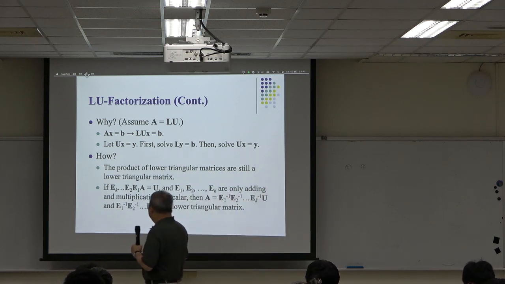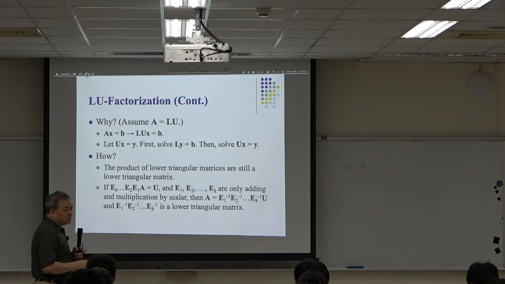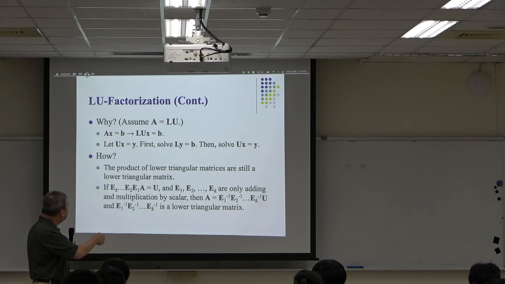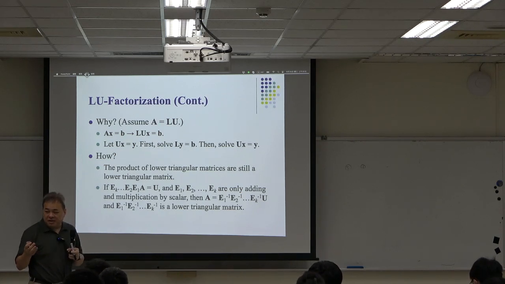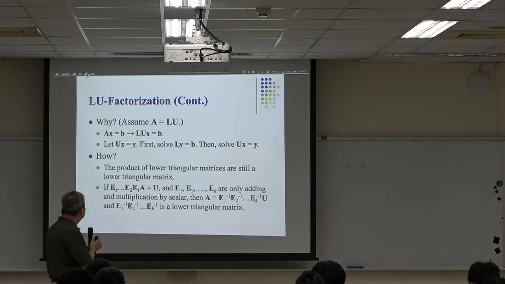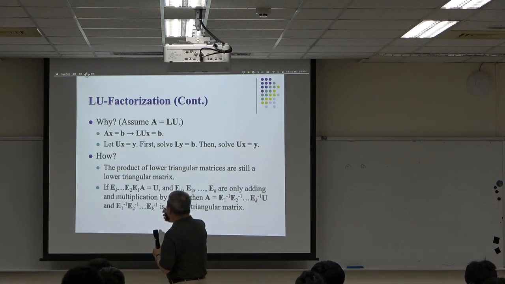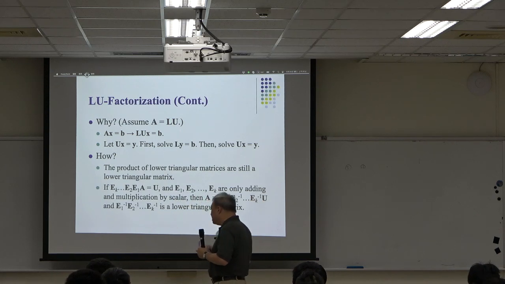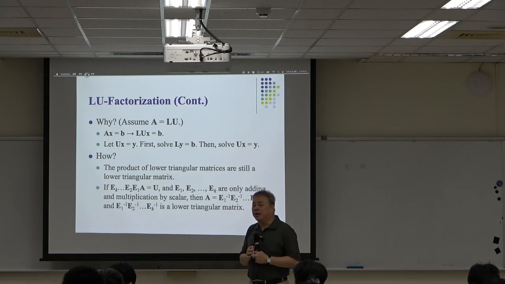Okay. So if A can be written as LU, I mean L times U, then AX equal to B will be L times U times X equal to B, right? Obvious, right? So you can have UX equal to Y, and then this equation becomes LY equal to B, right? Remember, L is a lower triangle, right? Lower triangle.